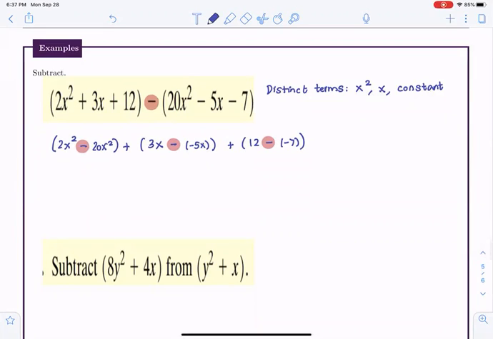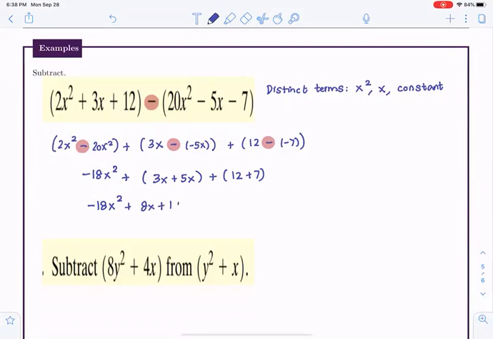So 2x squared minus 20x squared is minus 18x squared. 3x negative times negative 5x is positive 5x, plus 12 negative times negative 7 is positive 7. So we will have negative 18x squared. 3x plus 5x is 8x. 12 plus 7 is 19.